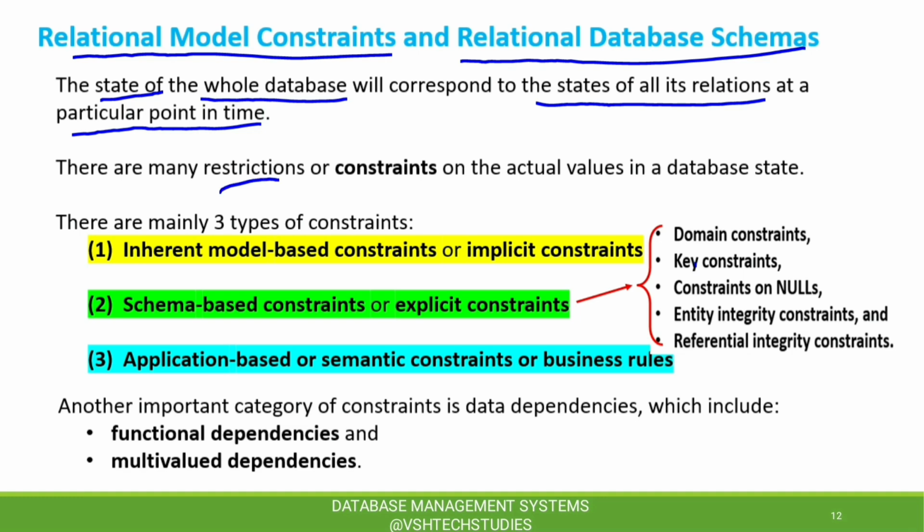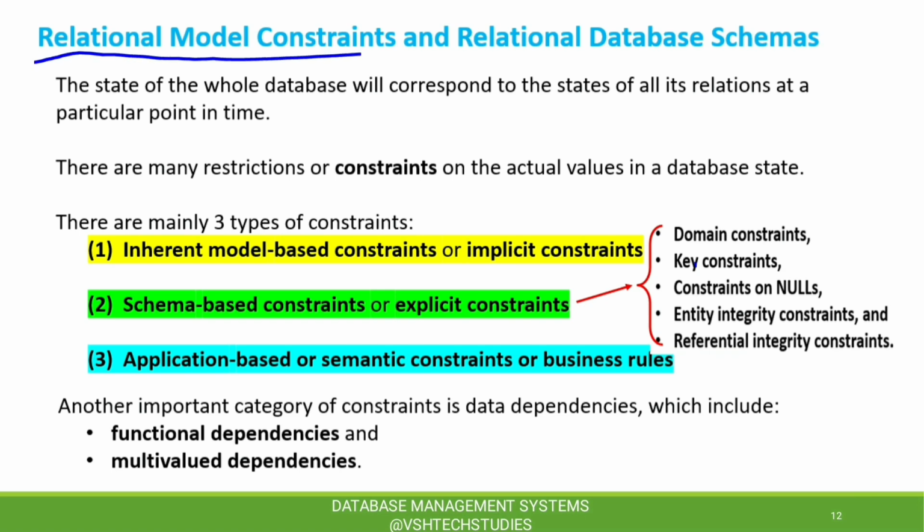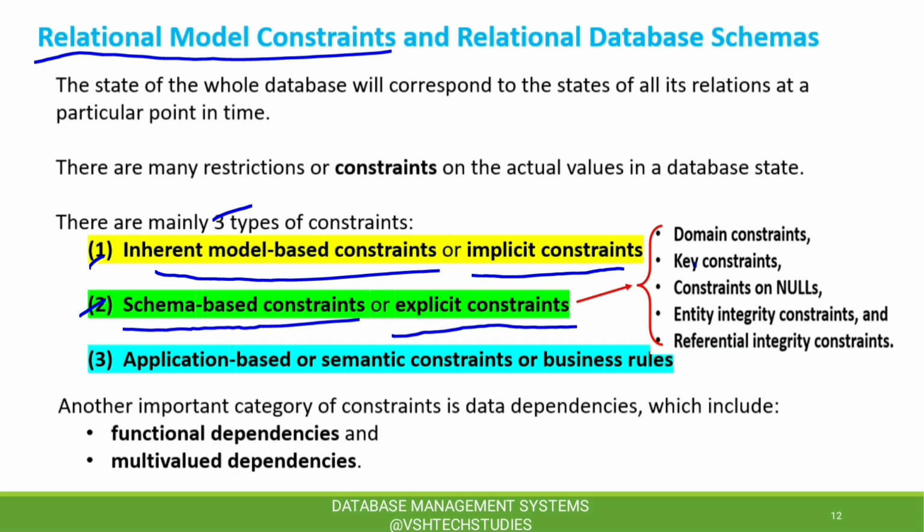There are many restrictions or constraints on the actual values in a database state. It means whenever a user stores some data in a database or relation, that user has to follow certain rules. They are called restrictions or constraints. Relational model constraints are broadly classified into two types. The first one is state constraints, the second one is transition constraints. In state constraints, again there are three types of constraints. They are, first one, inherent model based constraints or implicit constraints. Second one, schema based constraints or explicit constraints.